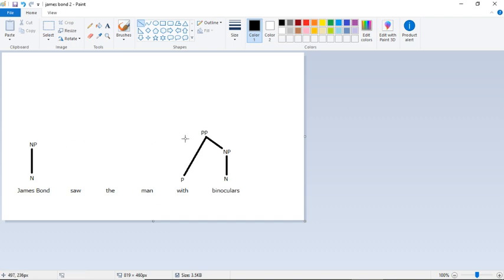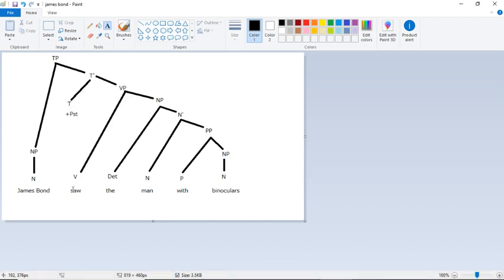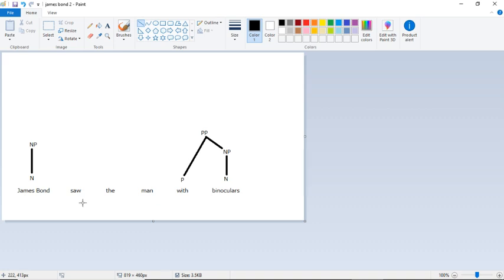Okay, so now what I want to do is I have saw the man. That's going to be my verb phrase. So unlike in the other example, my verb phrase is everything here. Saw the man with binoculars. That's my whole verb phrase. But here, I want saw the man to be my verb phrase. Okay? So I'll show you why that's important.